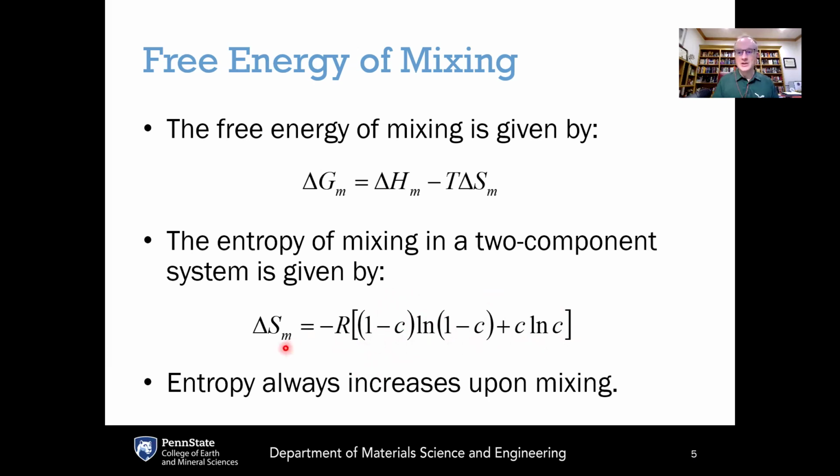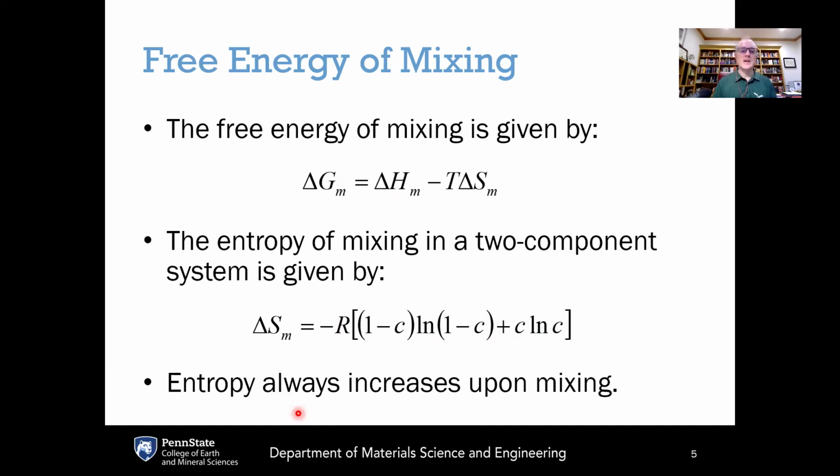Now, what is the sign of the entropy of mixing? You see that we've got a minus sign out in front, but what do we know about all of the molar fractions here? All of these molar fractions are less than 1. So if you take the natural logarithm here of a number that is less than 1, that means that the natural logarithms are going to be negative. So we've got negative values multiplied by this minus sign, which means that the entropy of mixing is always going to be a positive quantity. And therefore, entropy always increases upon mixing.